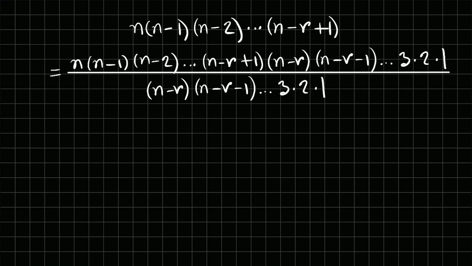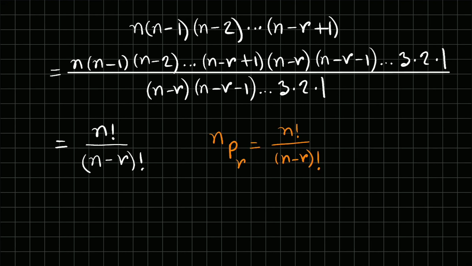Then by the definition of factorial, in the numerator we have n factorial and in the denominator we have n minus r factorial. The notation for permuting r objects out of n objects is nPr, or n permute r. That means we have nPr equal to n factorial over n minus r factorial. As we've seen earlier, when we are arranging all n objects among each other, we have nPn equal to n factorial.